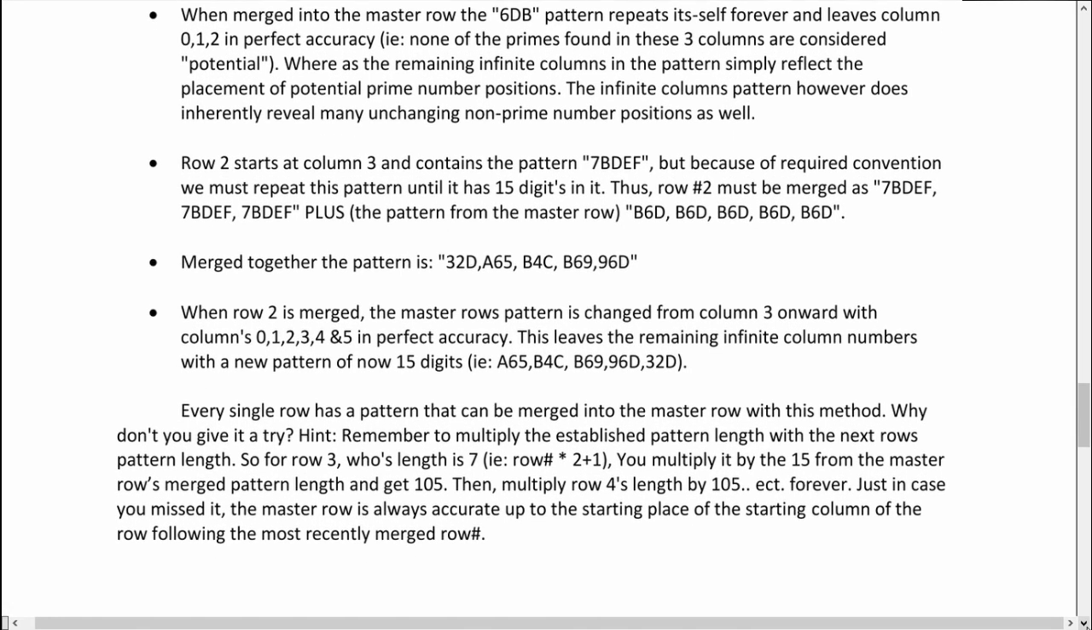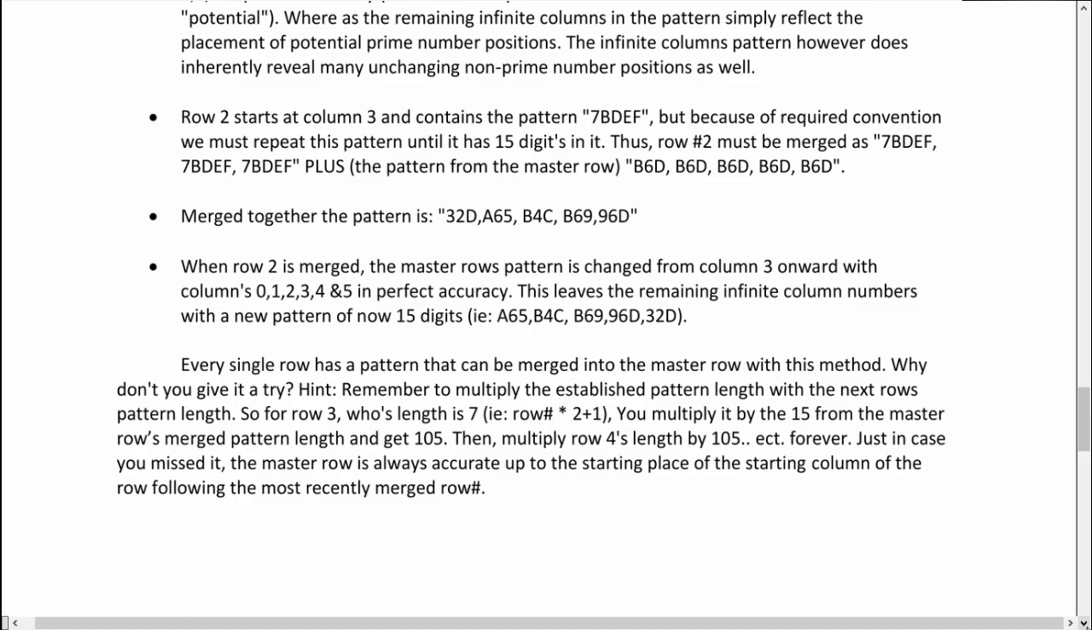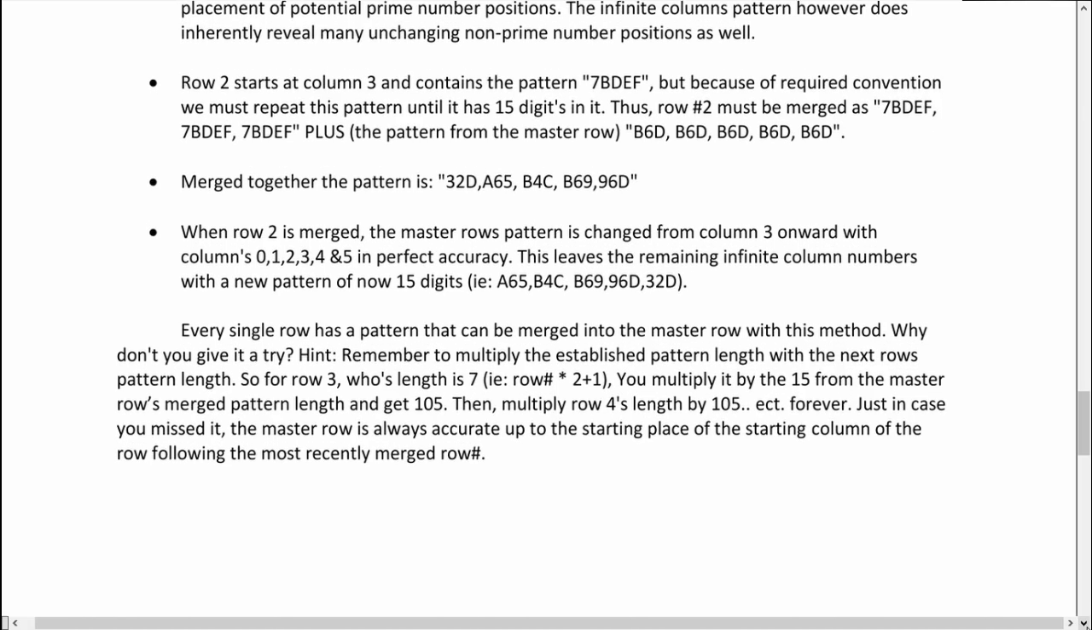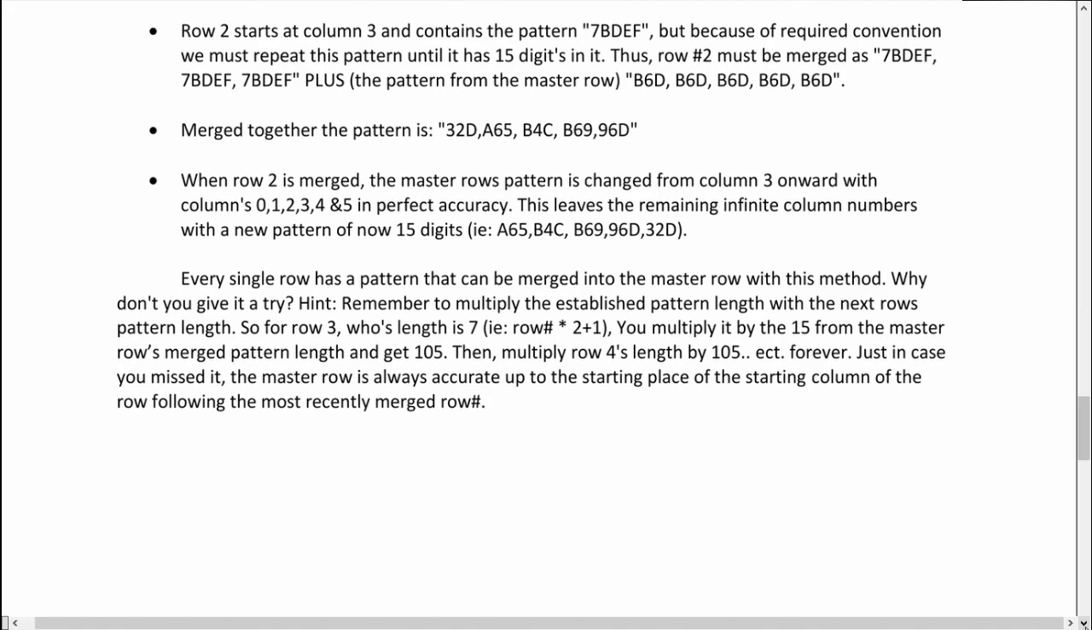Row 2 starts at column 3 and contains the pattern 7, B, D, E, and F. But because of required convention, we must repeat this pattern until it has 15 digits in it. Thus, row number 2 must be merged as 7, B, D, E, F, 7, B, D, E, F, 7, B, D, E, F, plus the pattern from the master row of B6D, B6D, B6D, B6D, B6D. Merged together, the pattern is 32D, A65, B4C, B69, 96D.